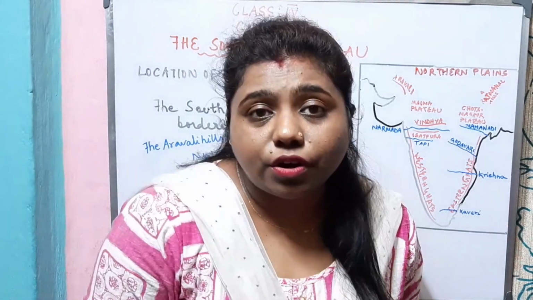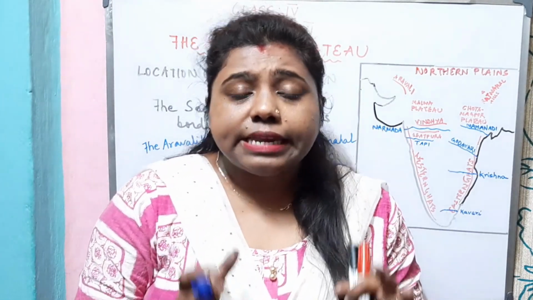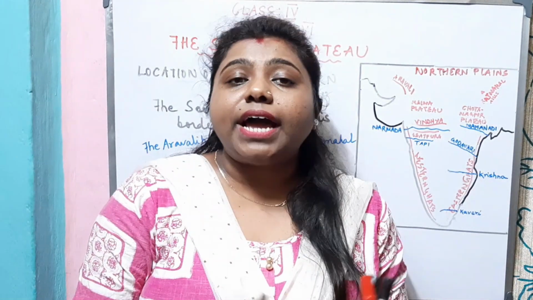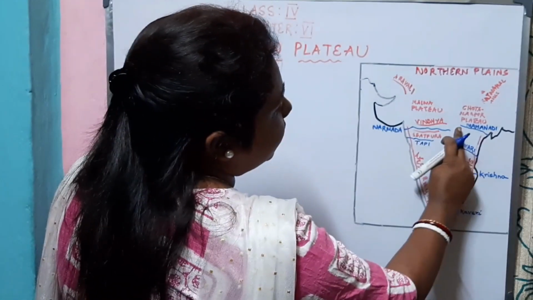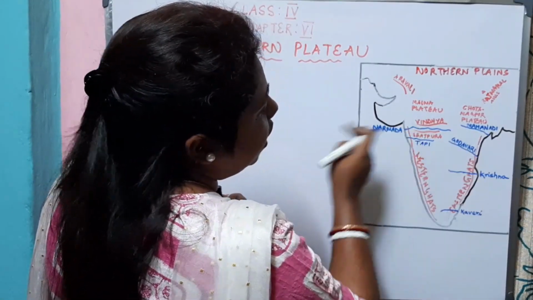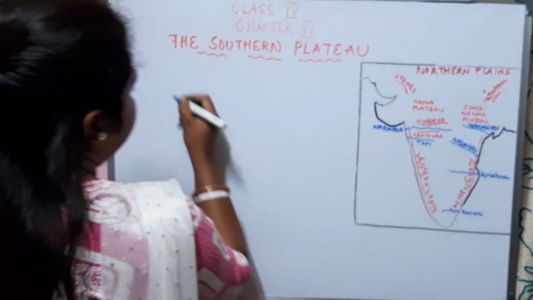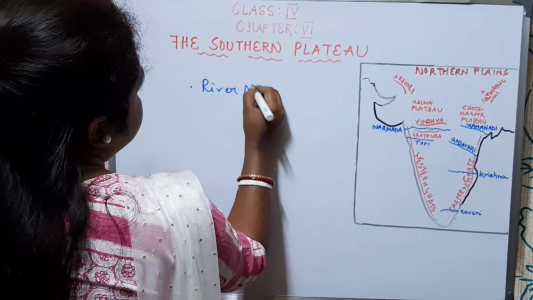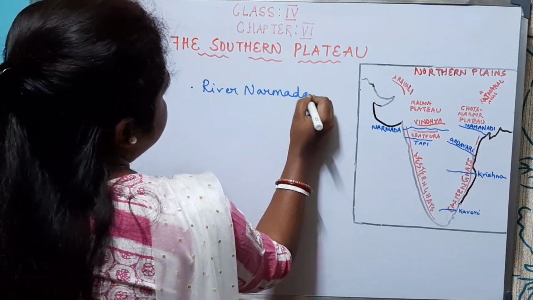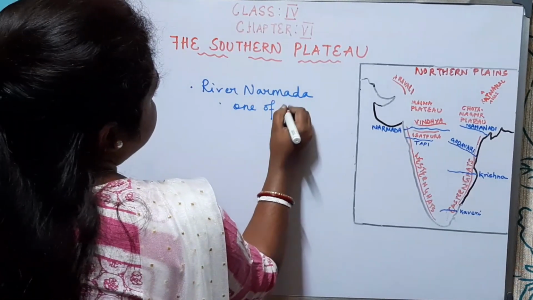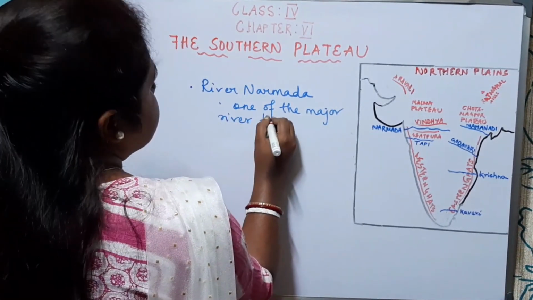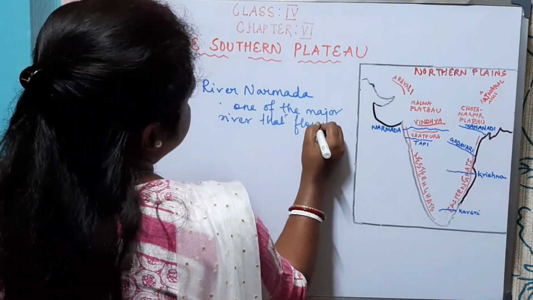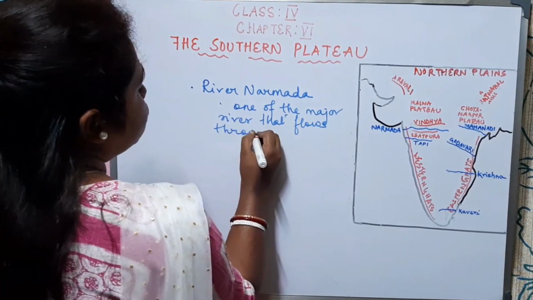Now there are many rivers which flow through the Southern Plateau. Now let us know which river divides the Southern Plateau into two parts. River Narmada. Can you see here River Narmada? So River Narmada divides the Southern Plateau into two parts. River Narmada is one of the major rivers that flows through the Southern Plateau.